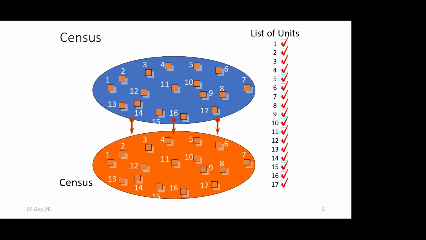So what is census? Census is a process in which we collect data from all the population available. The blue circle indicates the population. And the orange circle indicates the people from whom we are collecting the data. So in census, we collect data from the whole population. That is census, in contrast to sampling.